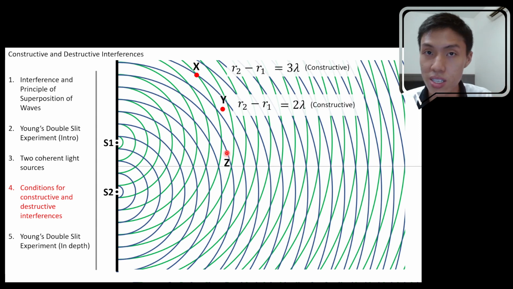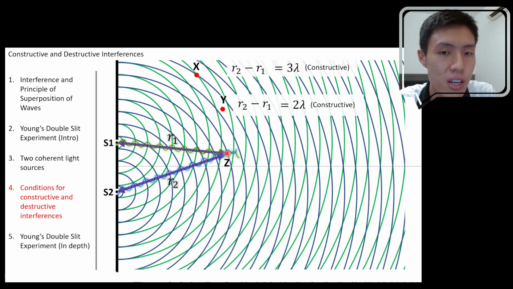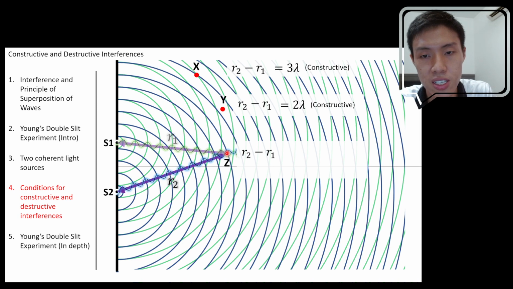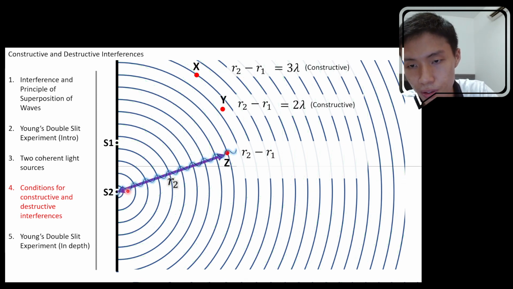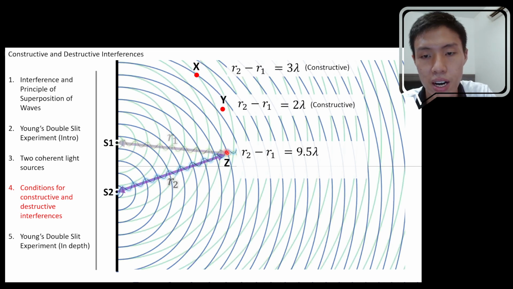Now let's try to determine the path difference as earlier. Then from there, maybe we can get a bit of insight into what happened. Okay, so we are going to have this green path and this blue path, and we are going to find the difference between the 2 paths. So we are going to start with finding R2 first. R2, we have 1 wavelength, 2 wavelength, 3, 4, 5 wavelength, 6, 7, 8, 9, 9.5 wavelength for R2. How about R1?